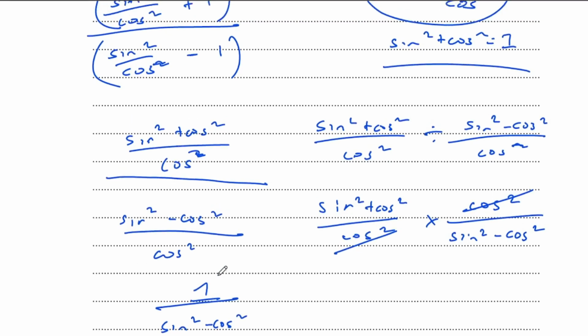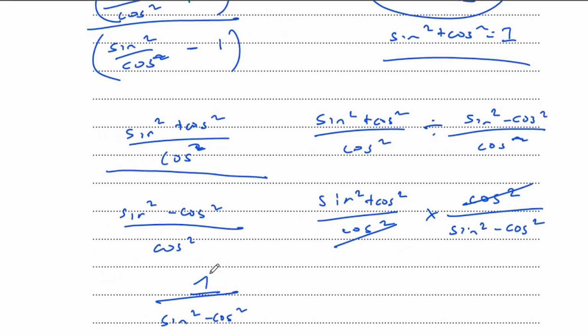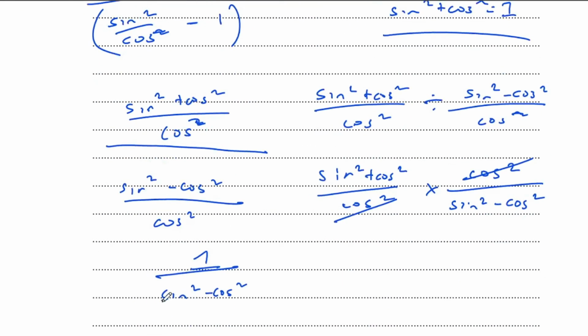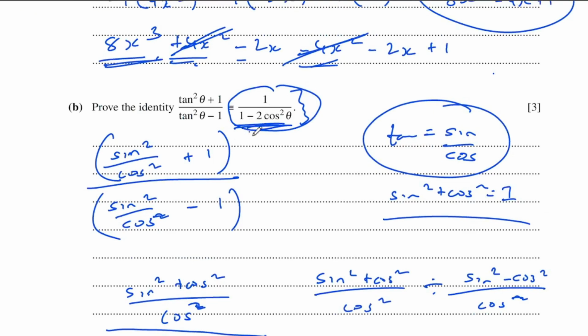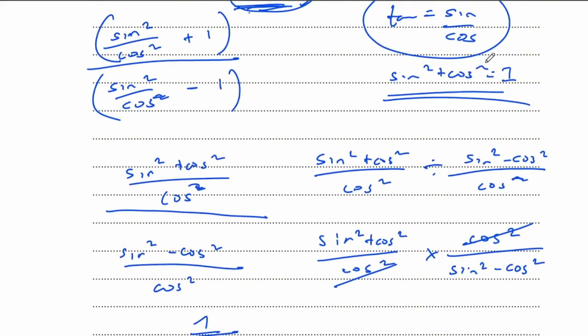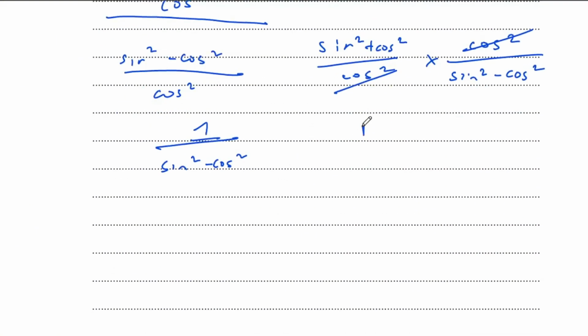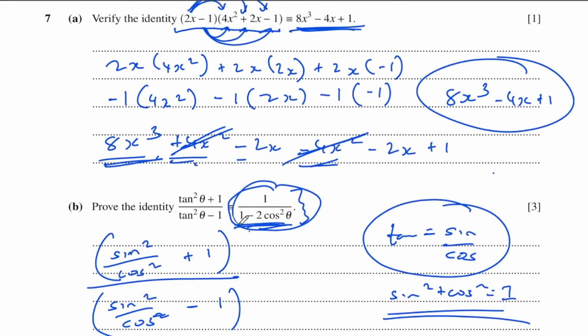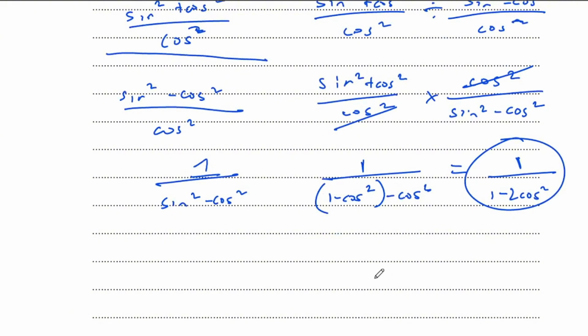Then you have to be very precise with exactly what you need. So if you look at the other side, we don't have a sine squared anymore, right? And so we want to convert that sine squared into a cos squared realistically. So sine squared from this is just 1 minus cos squared. So we end up getting 1 over 1 minus cos squared minus cos squared, right? Which just becomes 1 over 1 minus 2 cos squared. And that's going to be our thing that we required at the start. And that's our identity done.